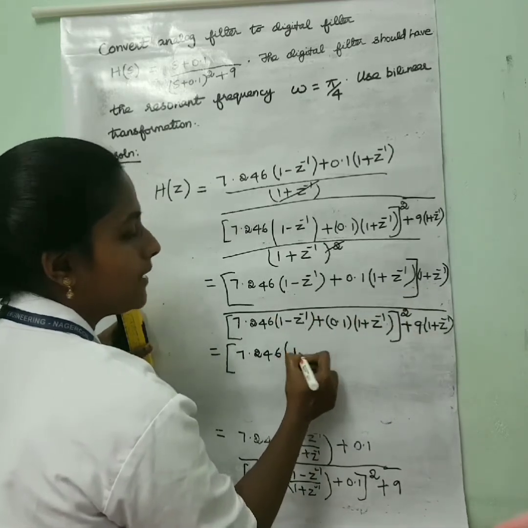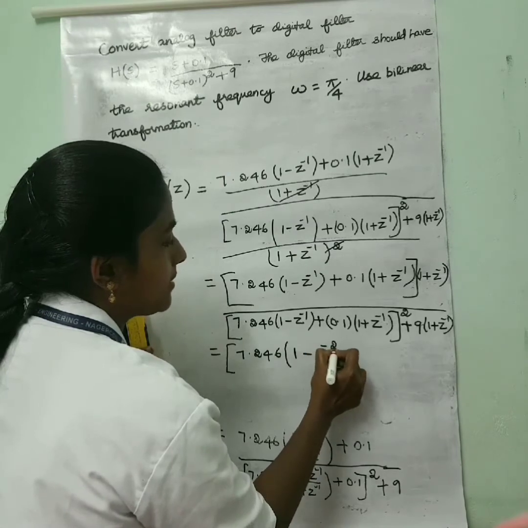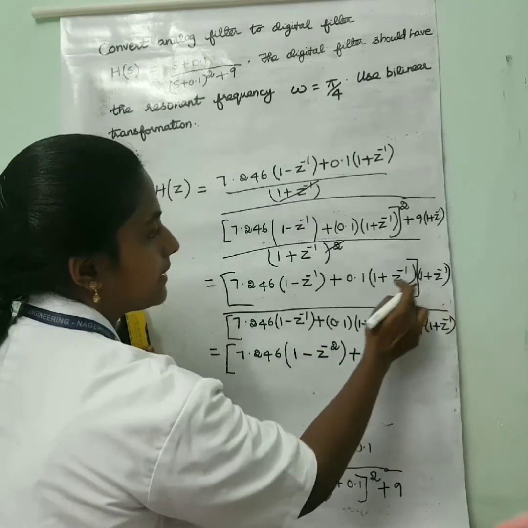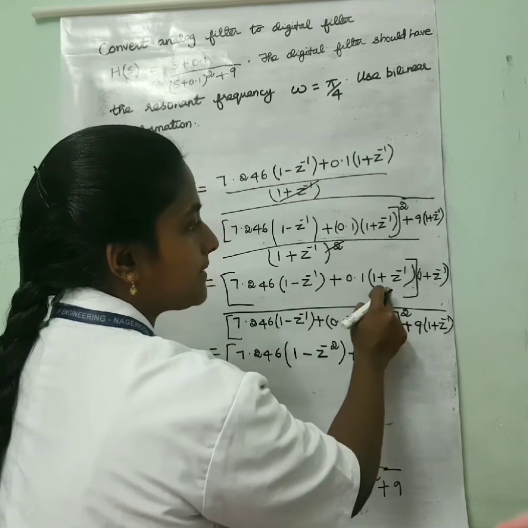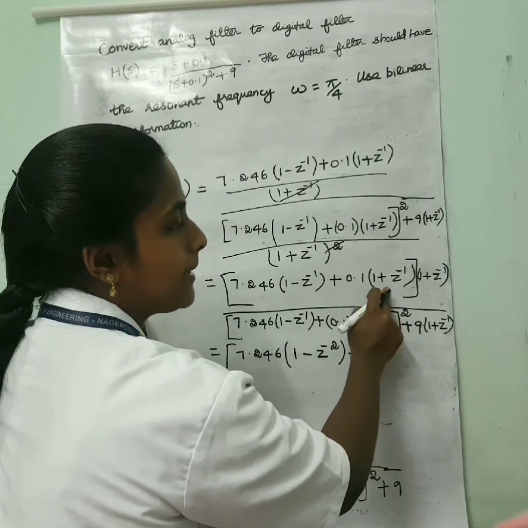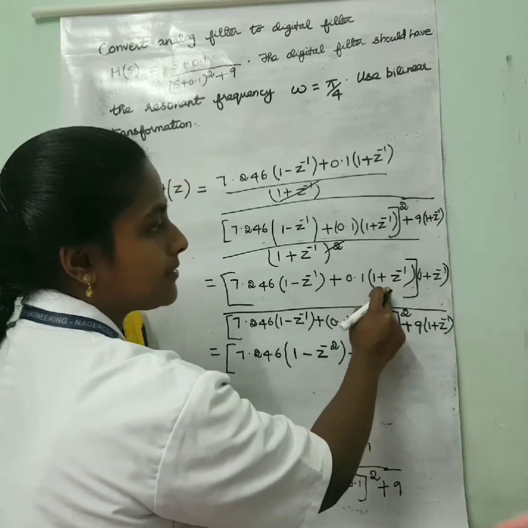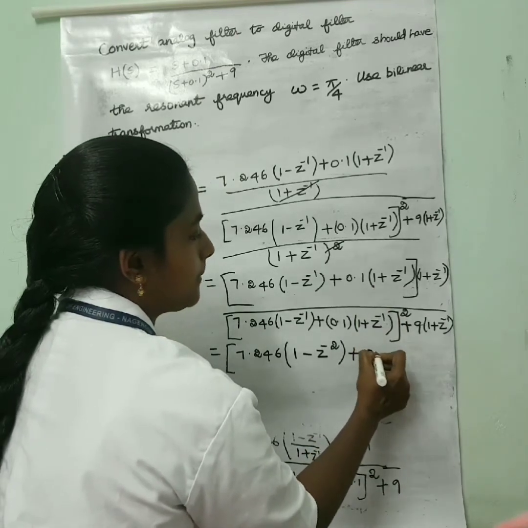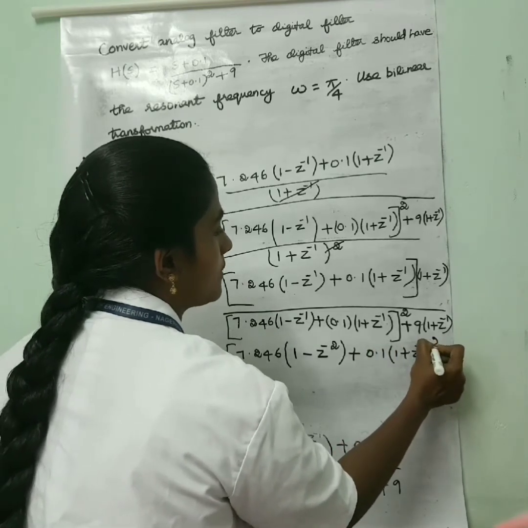So a square minus b square, that is 1 minus z power minus 2, plus, and here in this term when you are multiplying, you will get it as 1 plus z power minus 1 the whole square, that is (a plus b) the whole square. So 0.1 into 1 plus z power minus 1 the whole square.